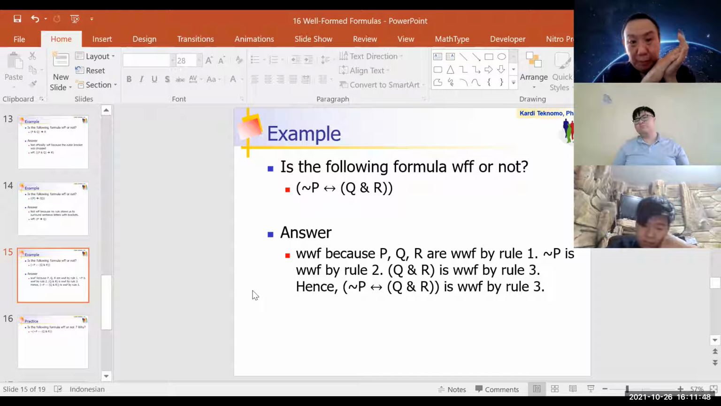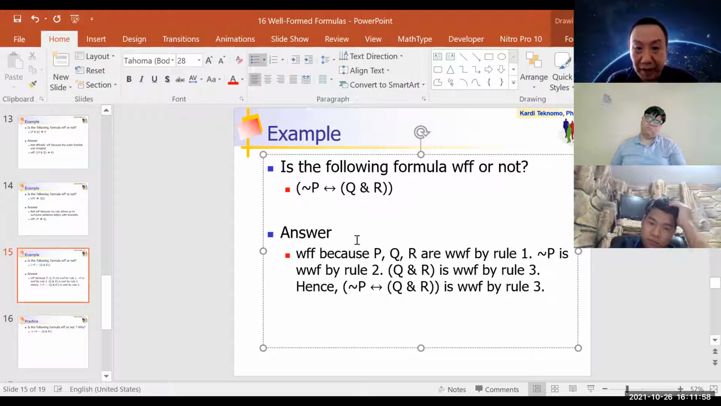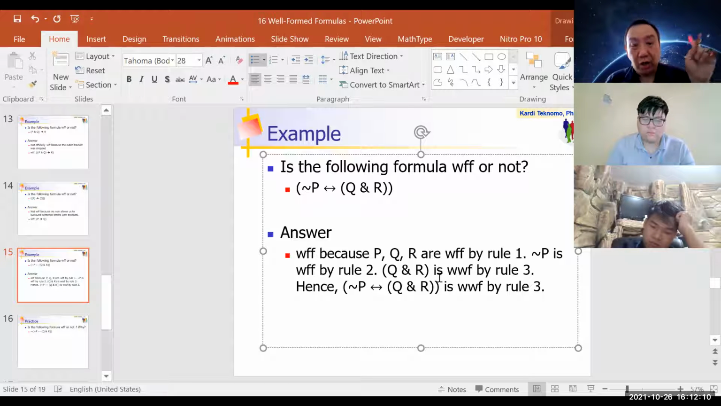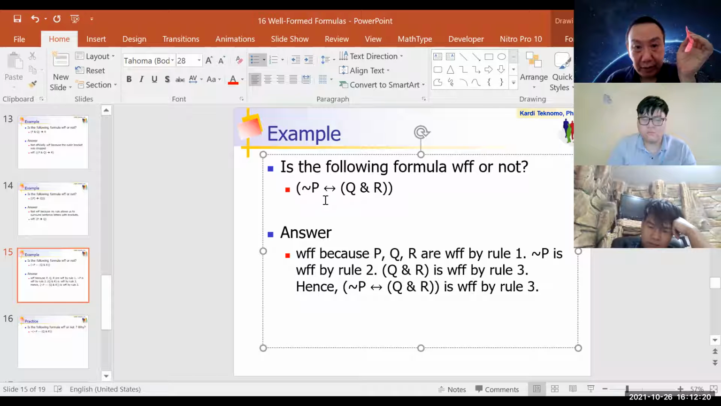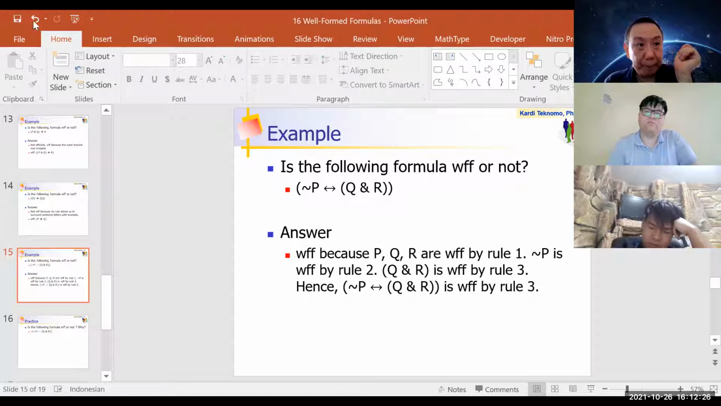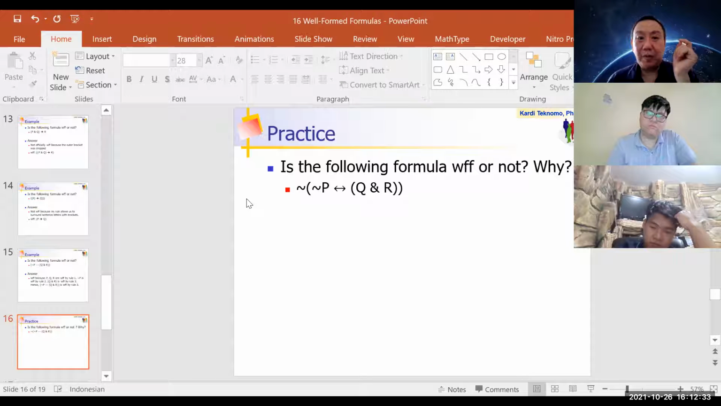How about this one? WFF or not? So this is WFF because on itself P, Q and R is WFF by rule 1, right? And then not P is WFF by rule 2. Then Q and R is WFF by rule 3. Right? And then the whole thing is WFF again by rule 3. Okay?